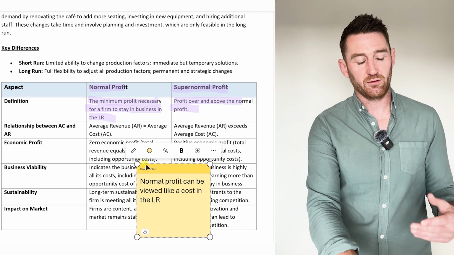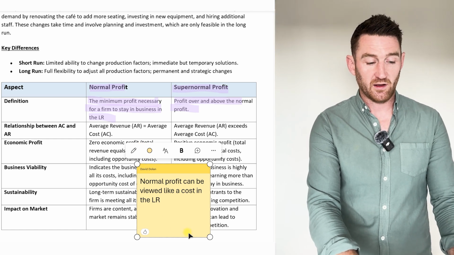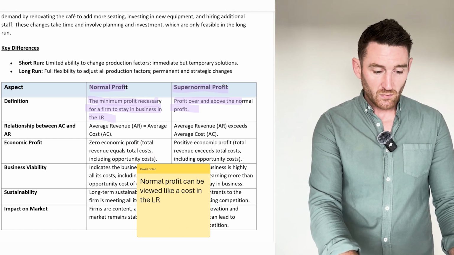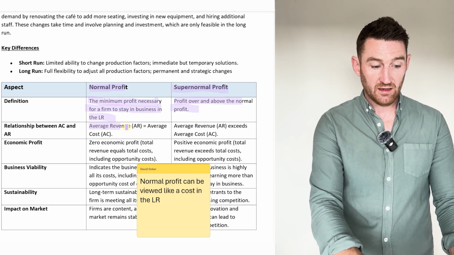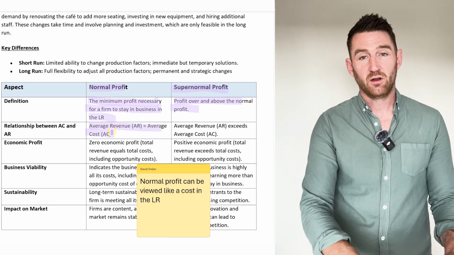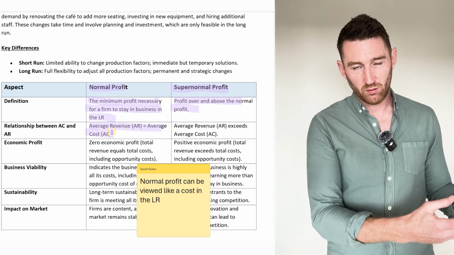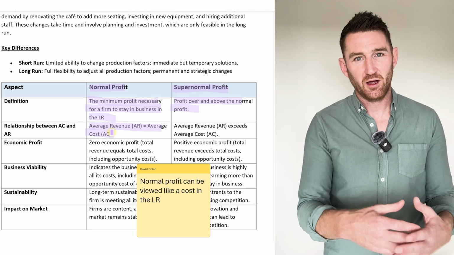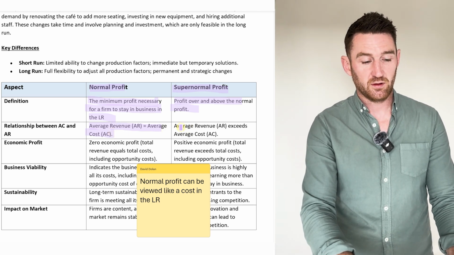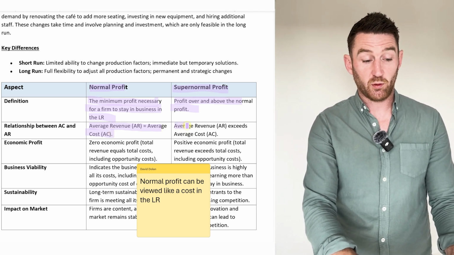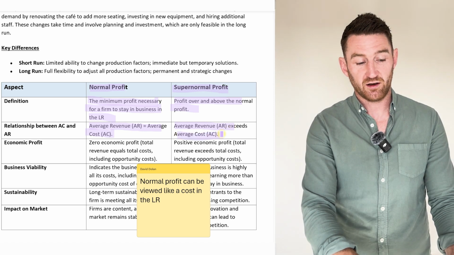So what we say is that normal profit exists where average revenue is equal to average cost. So anytime you're talking about that, particularly in market structures exam questions, and you reference a normal profit, just say AR equals AC, because that's what the examiner wants to see, that you know that. And then with supernormal profit, you're always going to say the average revenue is greater than average cost.